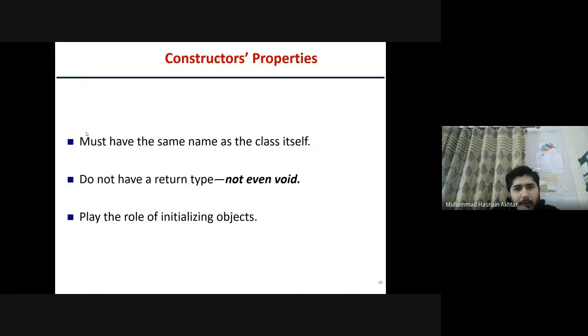Now we are in constructor properties. It must have the same name as the class itself. A constructor always has the same name. So for example, if you have a class player, the constructor must have the same name, player. It does not have any return type. Remember to never make this mistake. Never give a return type with a constructor. It basically initializes the objects.